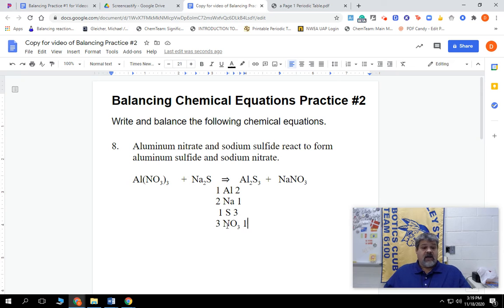Okay, so let's start right off at the beginning with aluminum. I have 2 on this side. I only have 1 on this side. So I'm going to remember, we can't change any subscripts. We can only change coefficients. So I'm going to add a 2 right there. That gives me 2 aluminums. So I'm going to change this to a 2.